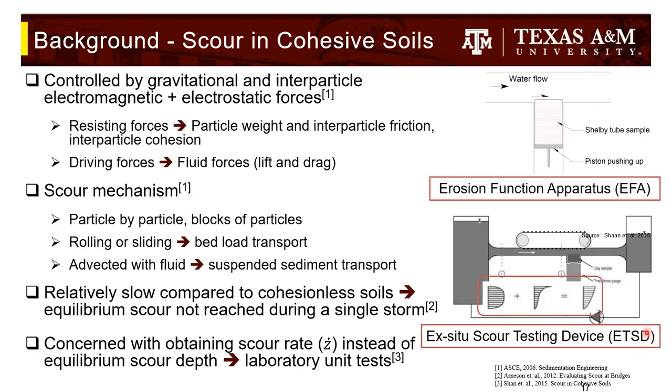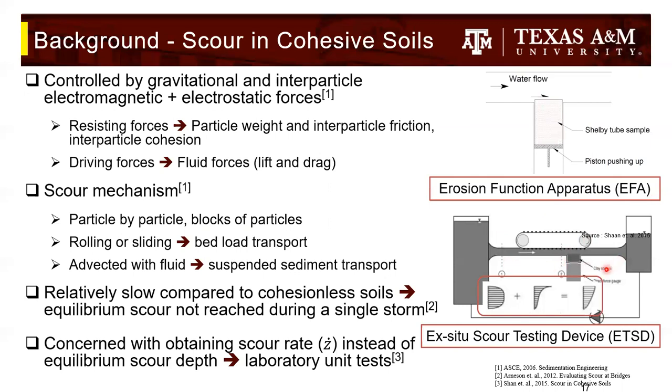And this is how the EFA apparatus works. There is a water and soil material, and you push it through the Shelby tube, and there's water flowing in the horizontal direction, and it erodes the superficial soil, and that is how you measure the rate of scour. Sometimes when you are doing this kind of pipe flow, you might not be replicating the actual flow which is happening on the coast. To remove that error, a modified scour device, which is the ETSD, is there.